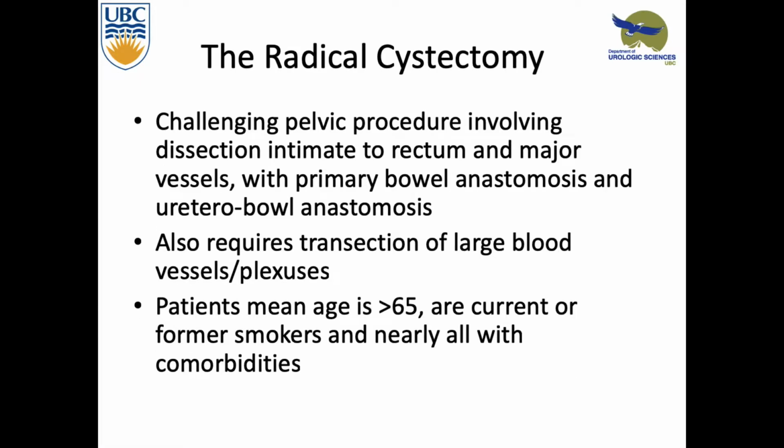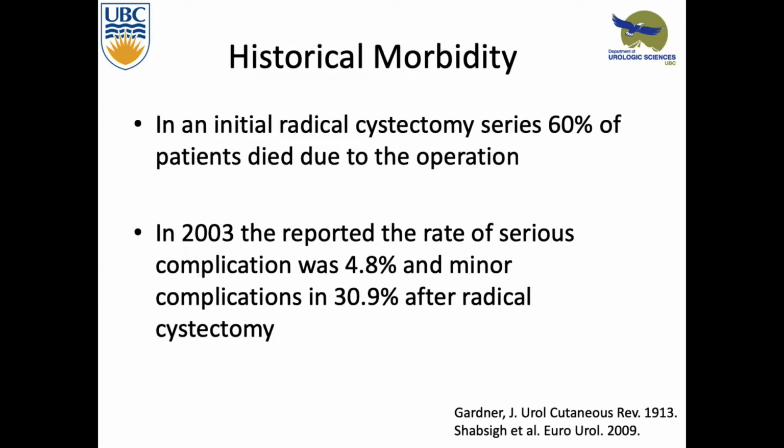So radical cystectomy is a challenging pelvic procedure involving dissection intimate to the rectum and major vessels, with primary bowel anastomosis and ureteral bowel anastomosis. It requires transection of large blood vessels and venous plexuses. Our mean patient for radical cystectomy here is over 65, most are former smokers, and almost all have comorbidities.